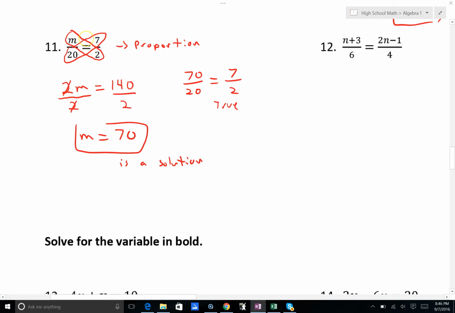Oftentimes when you have a proportion, you can simply think about what multiplier would get you from one to another. That is, 2 times what is 20? Well, 2 times 10 is 20. So in the numerators, we'd have the same thing. 7 times 10 would be 70.